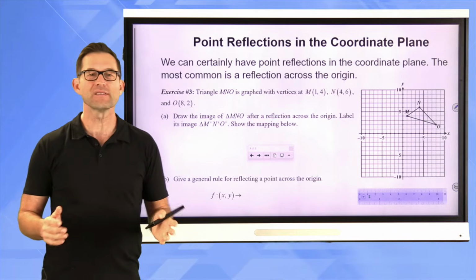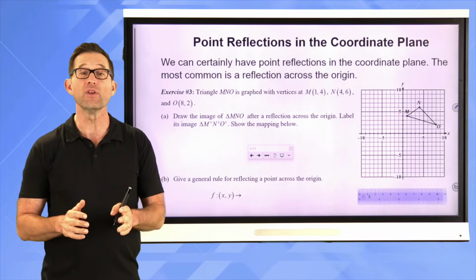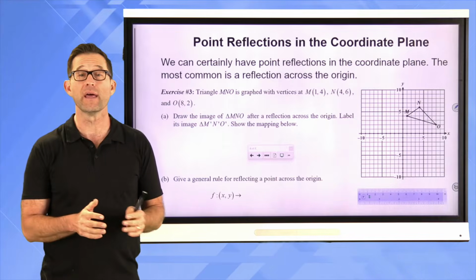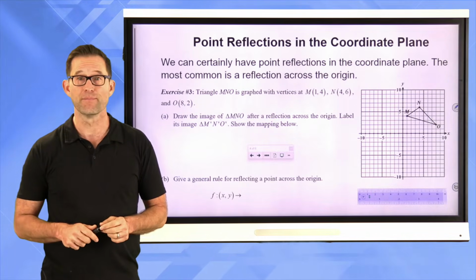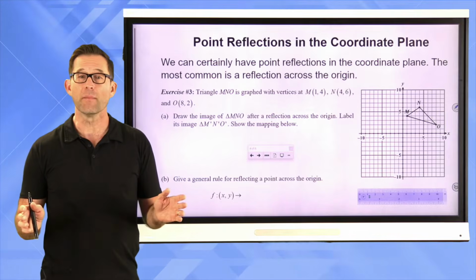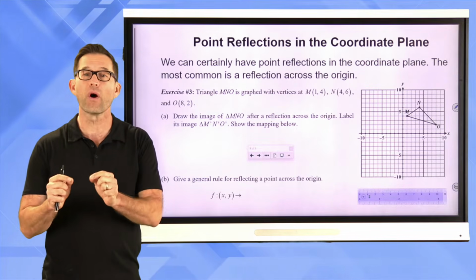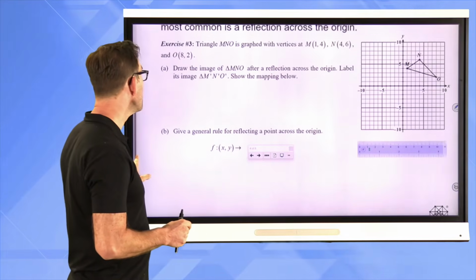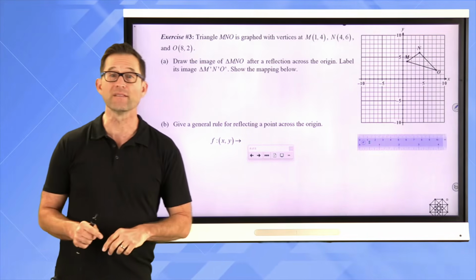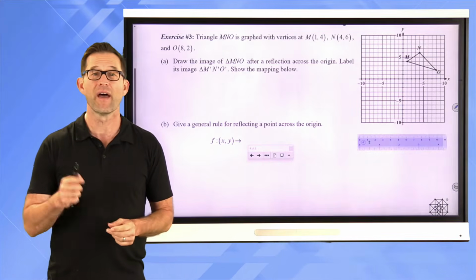Now, just like we can do point reflections in the Euclidean plane if we're given a straight edge and a compass, we can also do point reflections in the coordinate plane. All right, the most common is to reflect across the origin, and you'll like these. These are awfully easy to do. Even with my problems plotting points, I think I might be able to pull it out. Exercise number 3.